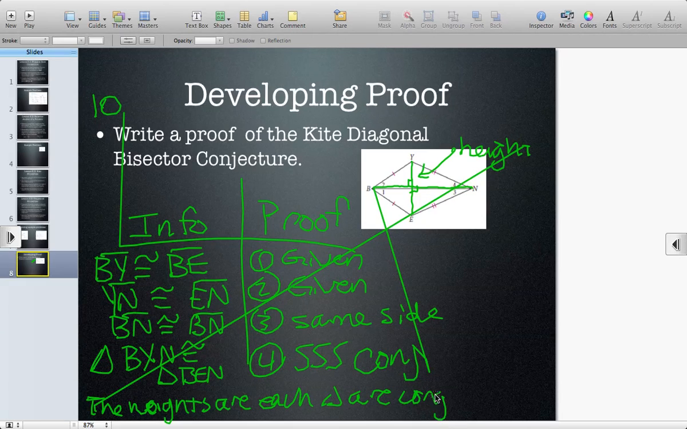And the reason why is because of CPCTC. So the heights are congruent, and because the two heights form YE, that tells us that BN bisects YE. Since the two heights are the two sides, and we're not necessarily putting a point there where they meet, then they form the two equal parts. So that's proving that it is a bisector.